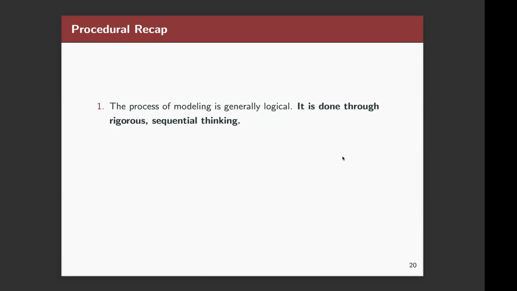And as for the procedure, this is a brief recap of how you should approach the modeling process, at least for basic models. The modeling process is generally logical, and if you have done Olympiads before, you'll find it's actually very different from what you do in math Olympiads, because in math Olympiads you need a lot of uncontrolled abstract thinking. But here, it's more like rigorous sequential thinking, but also very abstract.